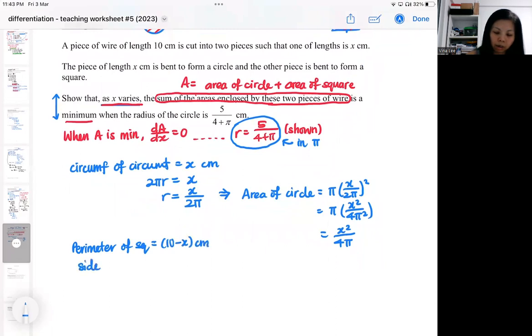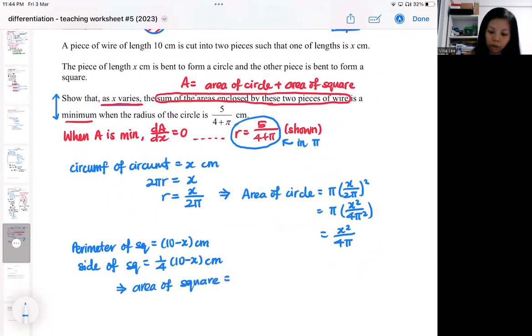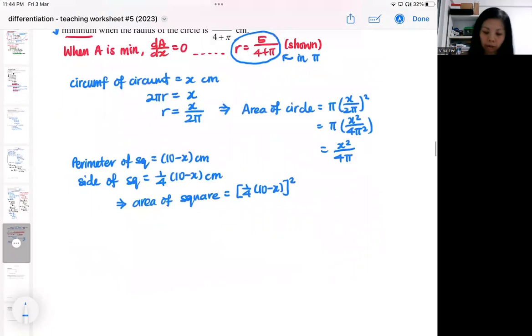So what does that tell us about the side of the square? Okay, because it has 4 equal sides, that means each side is the perimeter divided by 4. So from here, I'll be able to get the area of the square. So I simply just need to square the length.